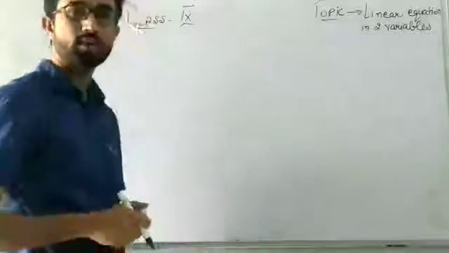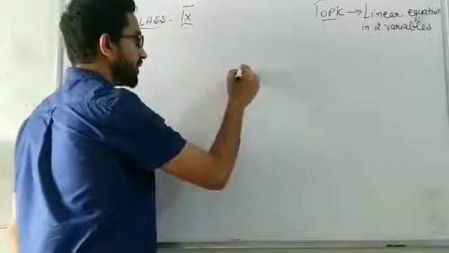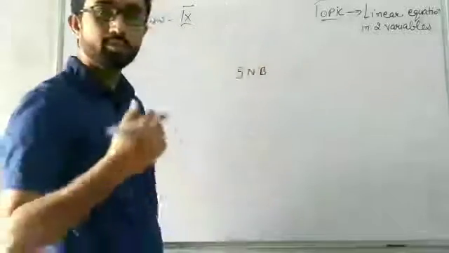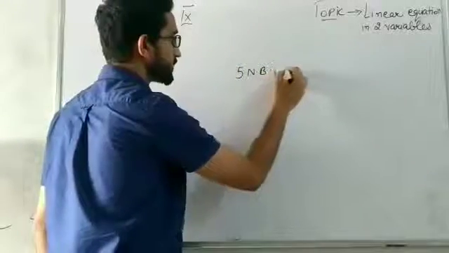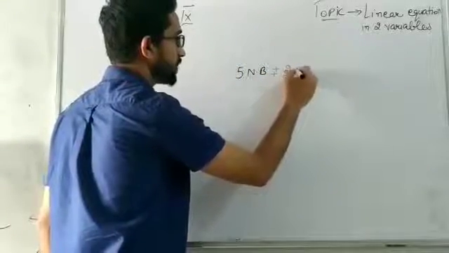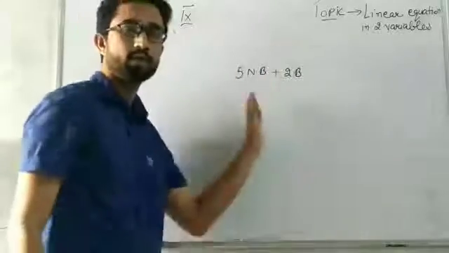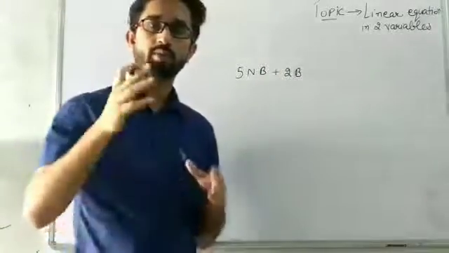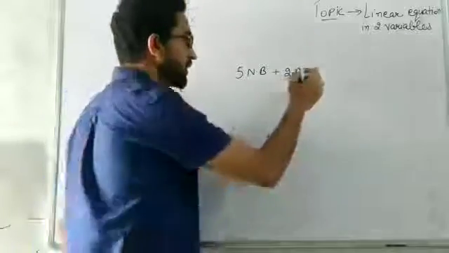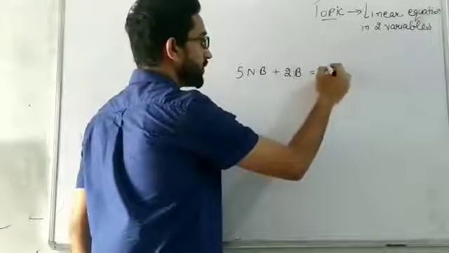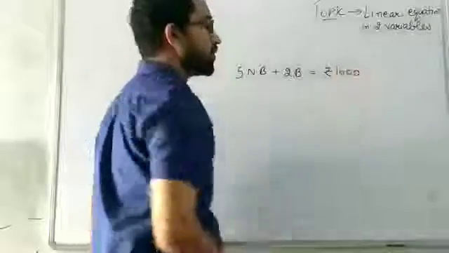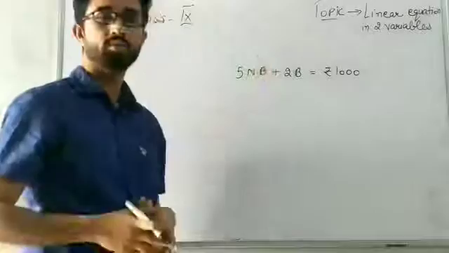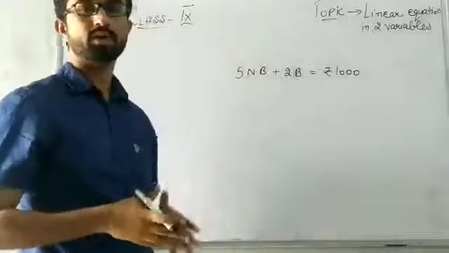Suppose you have gone to a market to buy 5 notebooks for yourself plus 2 books of maths. Okay, 2 maths books you have gone to buy plus 5 notebooks. And when you ask the shopkeeper for the bill, he says to you, give me rupees 1000 for both notebooks as well as books. The total bill was rupees 1000.